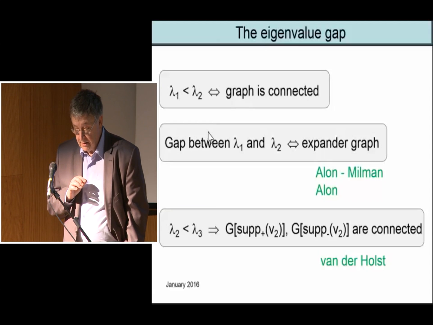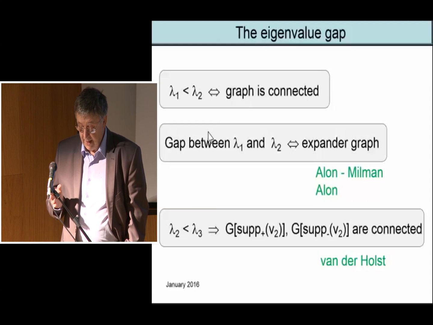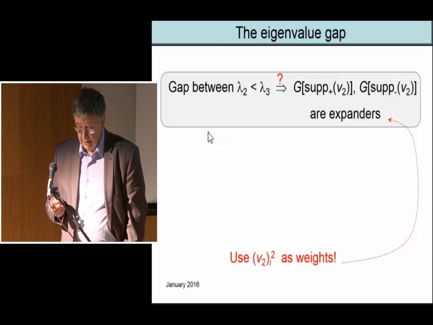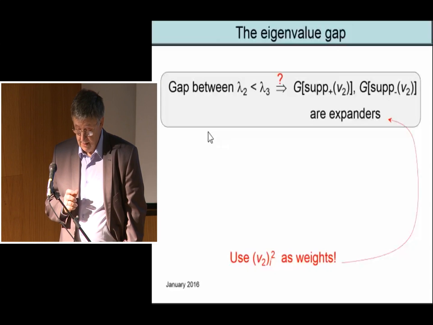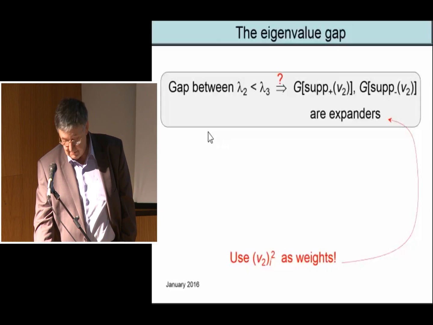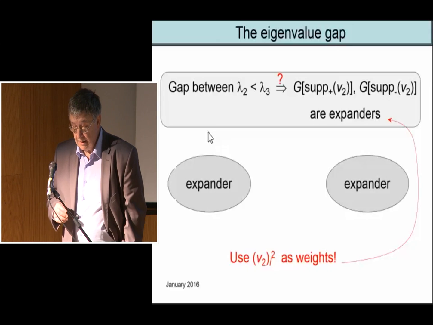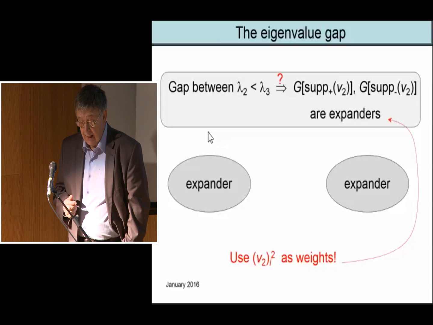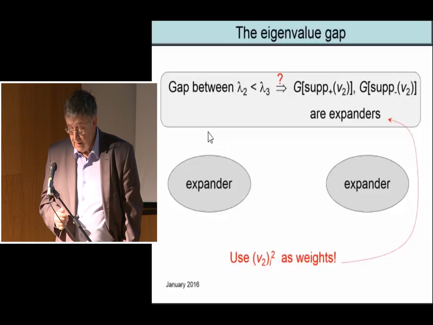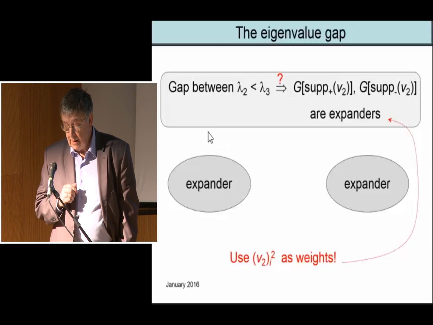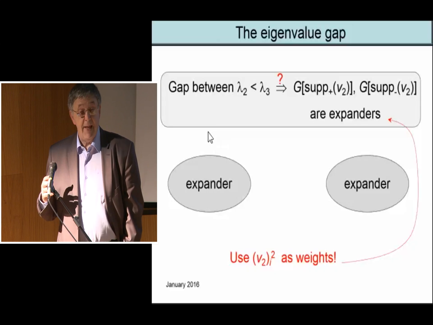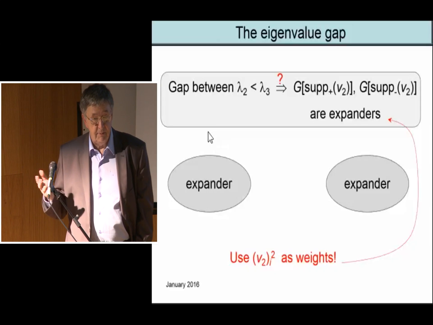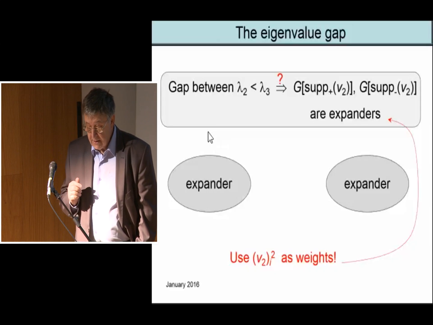And what it means is that the positive and negative supports span connected graphs. So this suggests that maybe if there is a bigger gap there, then these graphs will be more than connected. So the question is, does it, for example, imply that the positive and negative supports are expanders? So suppose that there is a gap, does it imply that the positive and negative supports are expanders? Well, it obviously does not.